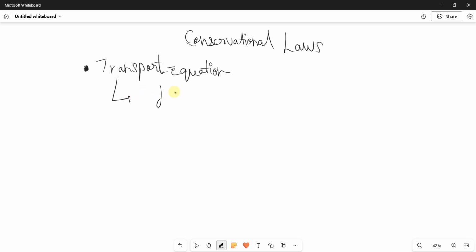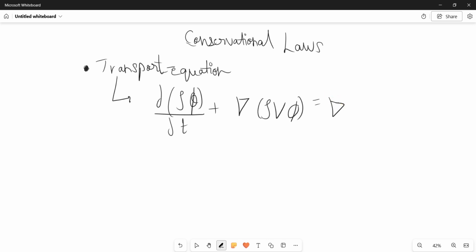So, you have your ∂(ρφ)/∂t plus del times of ρvφ is equal to your del times of, not rho, you will have Γ over here, if I'm not wrong, Γ del of φ, plus your S of φ. So what each of them represent is, this term is technically your rate of change of φ within the fluid element.